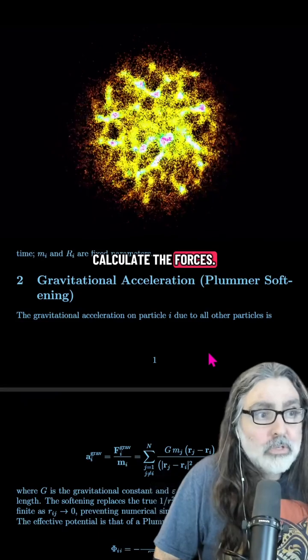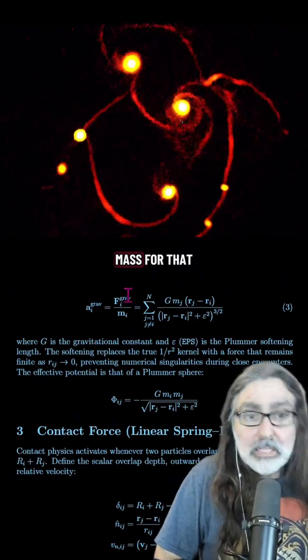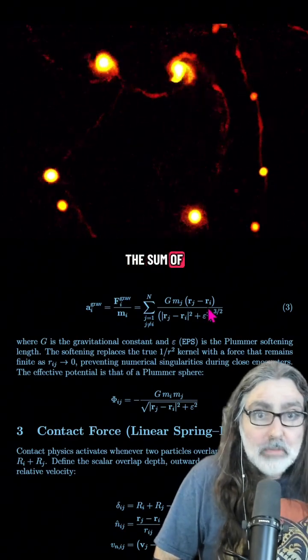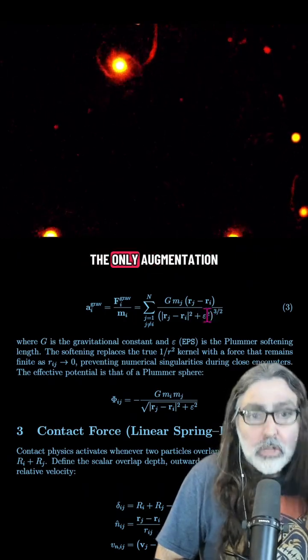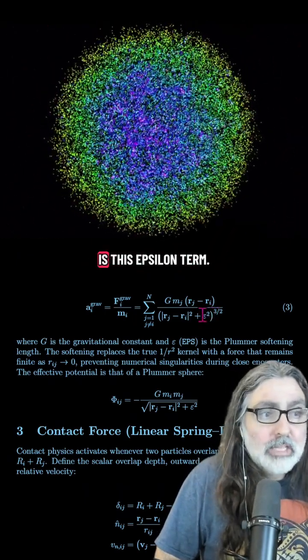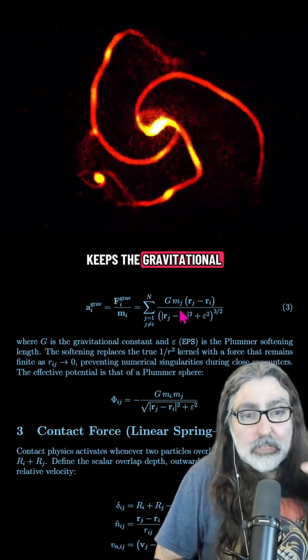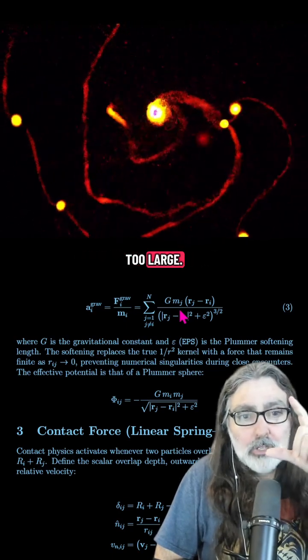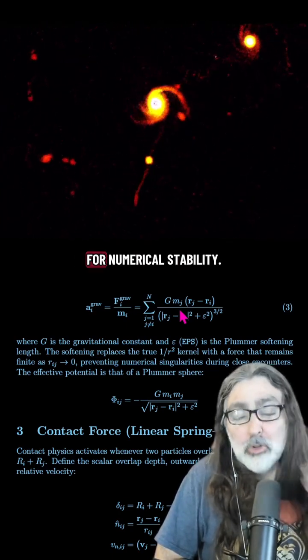Let's calculate the forces. Acceleration due to gravity is equal to the force of gravity divided by the mass for that ith particle. And it is the sum of the gravitational forces from all of the other particles interacting in the sim. The only augmentation of the typical gravity that we have is this epsilon term. It's called the Plummer softening, and it basically keeps the gravitational acceleration from getting too large. So if the particles get closer to a certain amount, then it just becomes a constant. And this is for numerical stability.